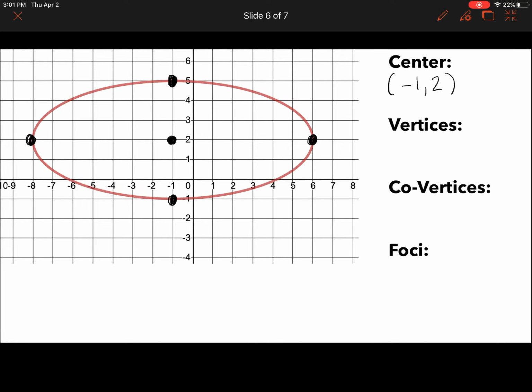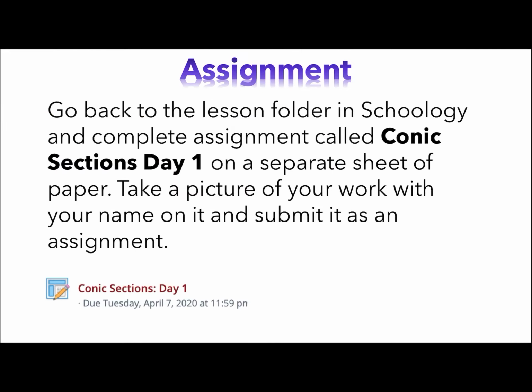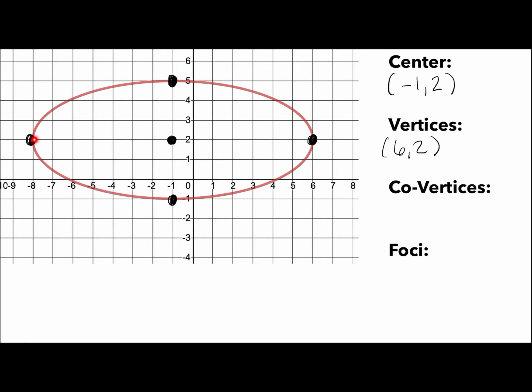Now, which of these are my vertices and which of these are my co-vertices? So what we have to remember is your vertices come from whatever is the longest. So for this one, this is the longest piece of my ellipse. So therefore, these two are my vertices. That vertex right there is the point 6, 2. And also, the point right here, -8, 2. So once again, these are my vertices. We'll put V for vertices.